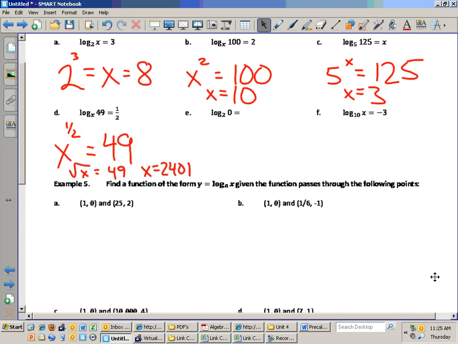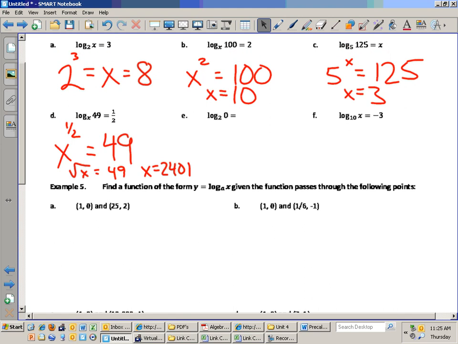Okay. Log base 2 is 0. Here, this is a tough one. I did intend on this one. So we have base of 2. Base of 2 to some power is equal to 0. Can you take a number to a power and get 0?